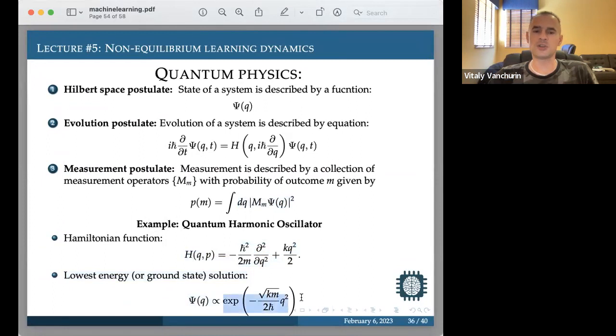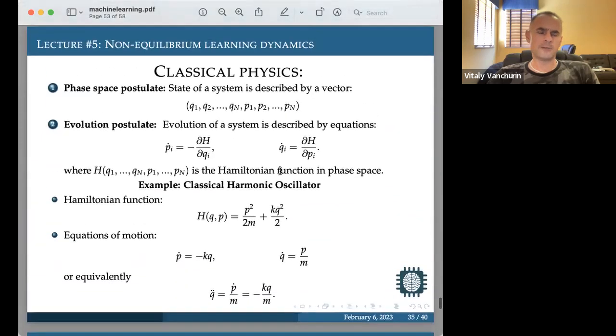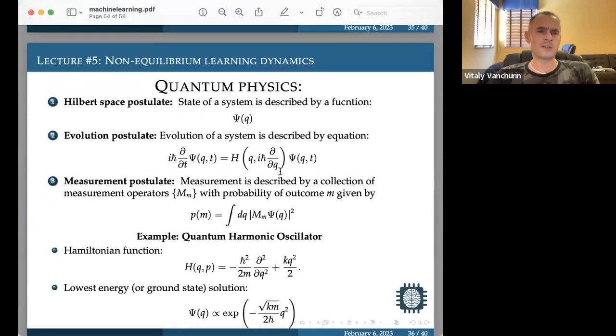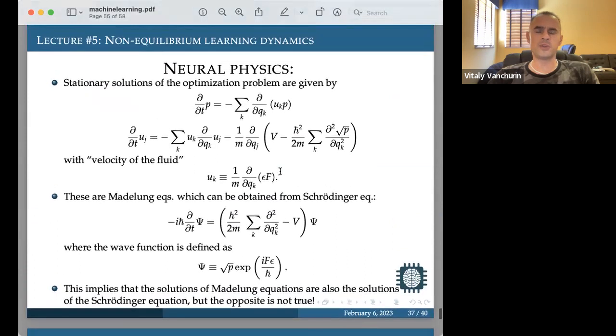You can take this function, plug it into this equation with a Hamiltonian described by this, and see that the left-hand side is equal to the right-hand side. Okay, good. So classical physics has 2 postulates, quantum physics has 3 postulates. What's going on with neural physics?